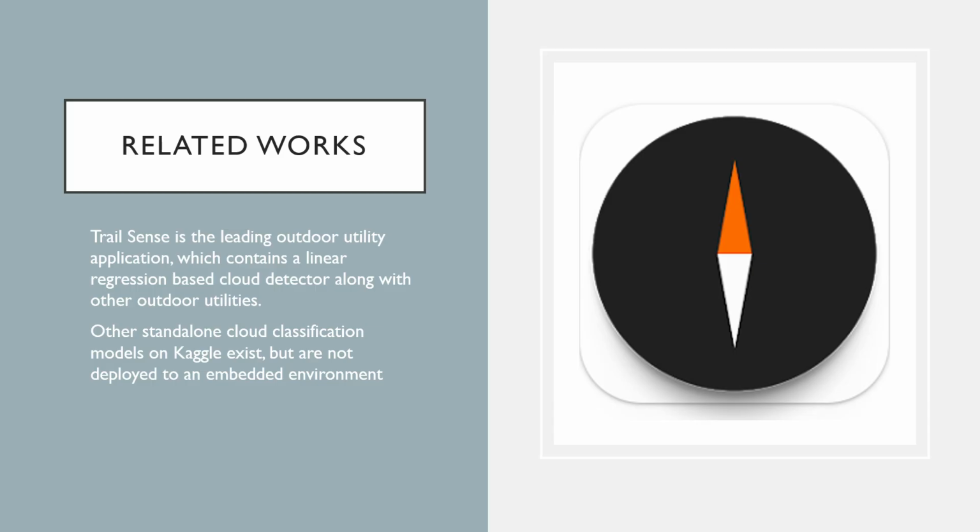TrailSense is an outdoor companion app that contains a linear regression based cloud detector, along with other utilities like star map, cooking times for different foods, hiking trail maps. But the model for the cloud classification is pretty weak, and I wanted to improve upon that with a deeper model. There are other related works like on Kaggle, there's some cloud classification contests, but none of those are deployed to an embedded environment.